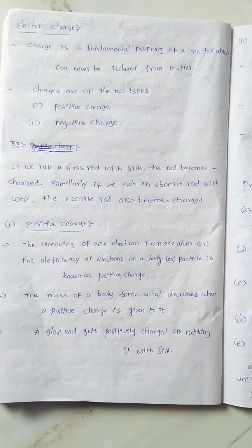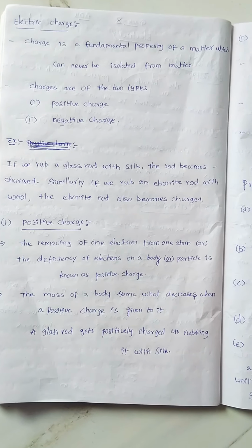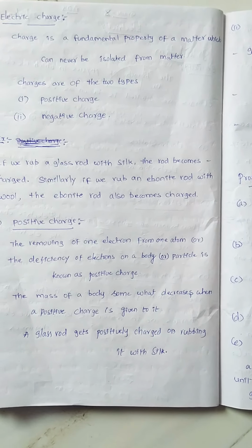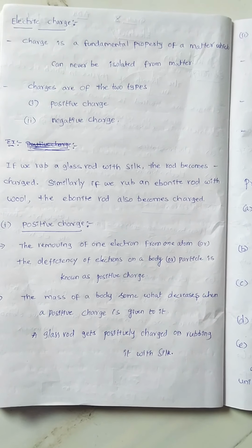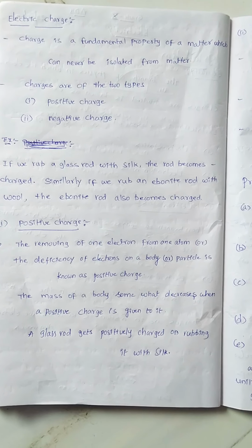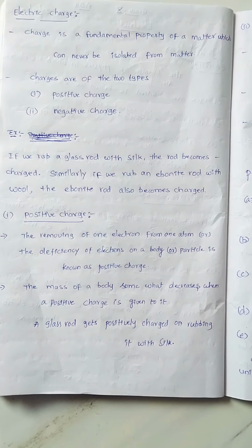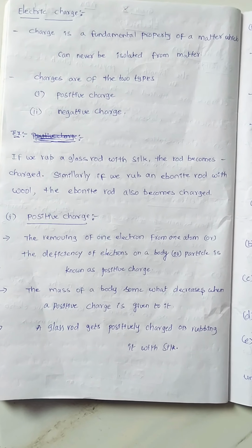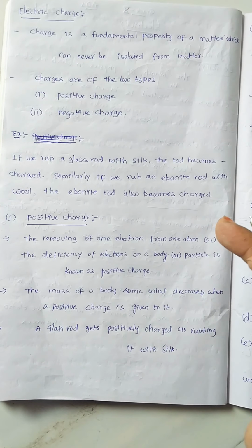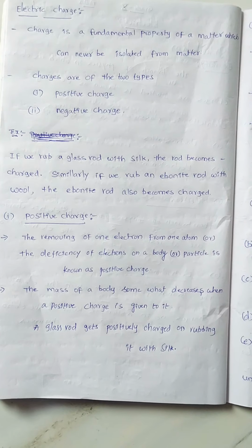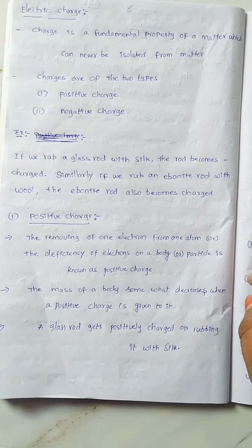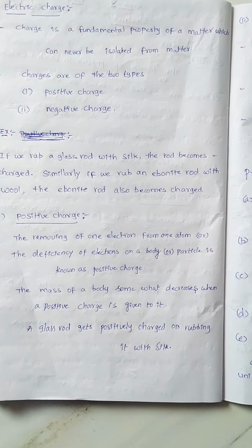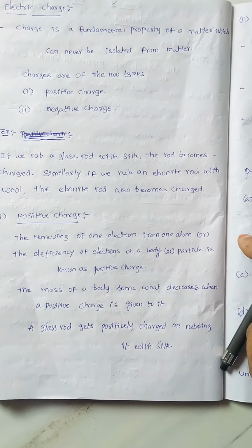How do we define positive charge? Positive charge simply means the removal of an electron from an atom, or the deficiency of electrons on a body or particle. The mass of the body somewhat decreases when a positive charge is given to it. Why? Because that particular atom loses one electron, and the atom becomes positively charged. If it loses electrons, then its mass necessarily decreases. And the glass rod gets positively charged on rubbing with silk.